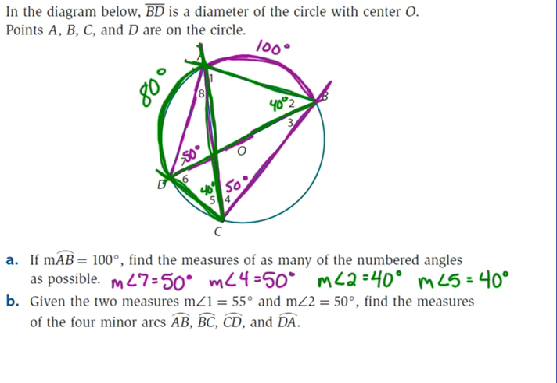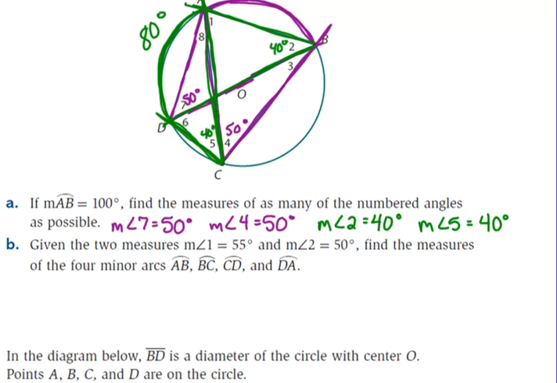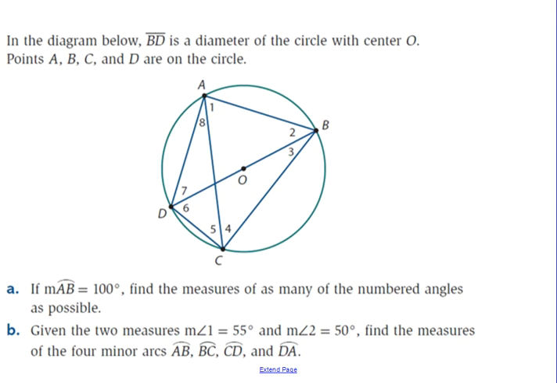Okay, let's reset the problem here. Part B resets the problem. I didn't put another copy of it on your paper, but I've got a fresh copy up here. So let's look at what they tell us in B. The measure of angle 1 is 55 degrees. The measure of angle 2 is 50 degrees. And they want to know the measures of the 4 minor arcs, AB, BC, CD, and DA. All right, so any thoughts here?